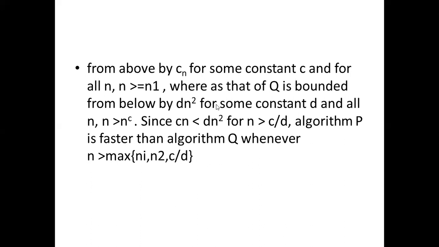So here we are checking that there are two algorithms, P and Q. Algorithm P takes time O of n. Algorithm Q takes time O of n square. Then out of these two, the algorithm which takes O of n time will work at a faster rate comparing with the algorithm which takes O of n square.